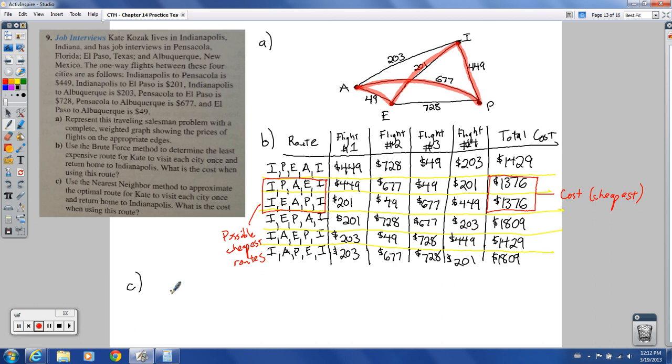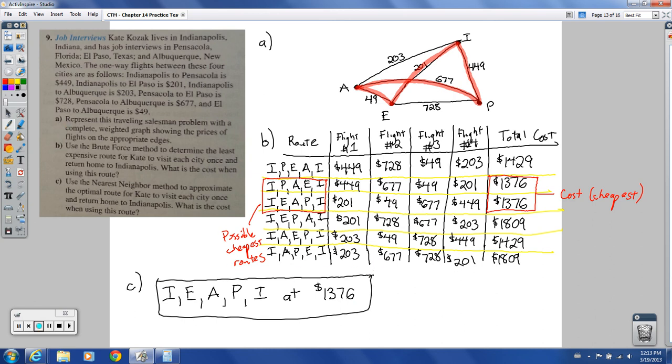But anyways, what was that? That was I to E, there we go, to El Paso, to Albuquerque, to Pensacola, back to Indianapolis. That was the same. I'm not going to do that work again. I've already done that work right here. That was at $1,376.